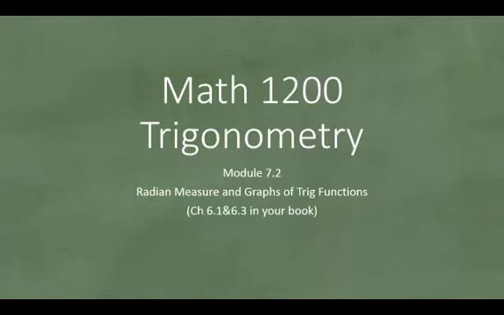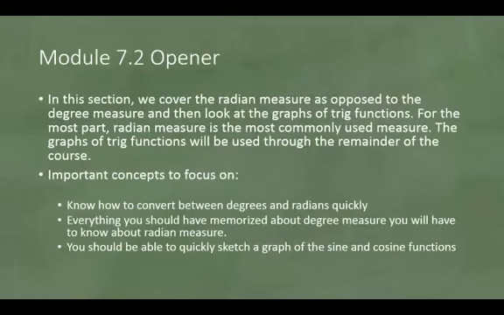Module 7.2, Radian Measure and Graphs of Trig Functions. This is section 6.1 and 6.3 in your book. In this section we're going to cover the radian measure as opposed to degree measure, and then we're going to look at the graphs of trig functions.